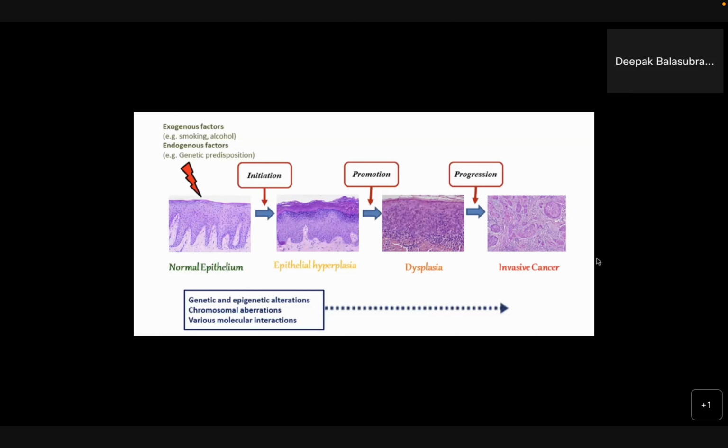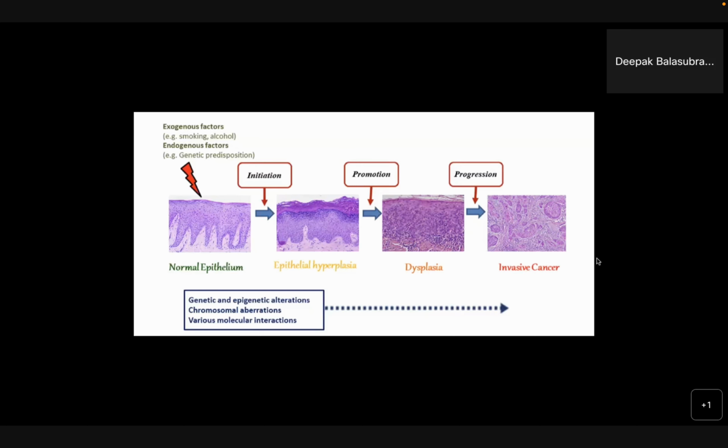And there are three basic steps. There is an initiation stage, there is a promotion stage, and there is a progression stage. So the exogenous and endogenous factors work on the normal epithelium, and they initiate a change that results in epithelial hyperplasia. Once epithelial hyperplasia is attained, then there is a promotion of the epithelial hyperplasia to epithelial dysplasia. And once there is epithelial dysplasia, there is progression of that dysplasia into invasive cancers.